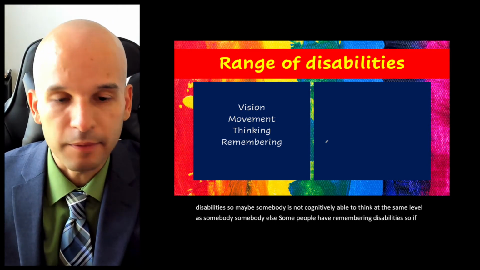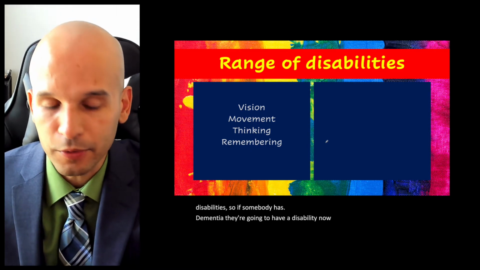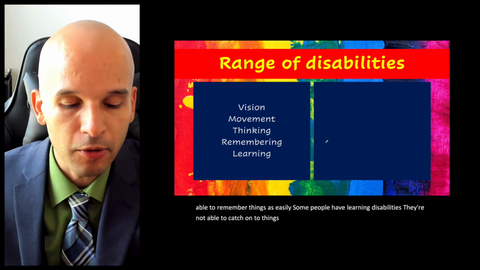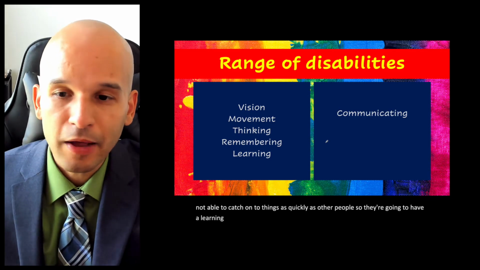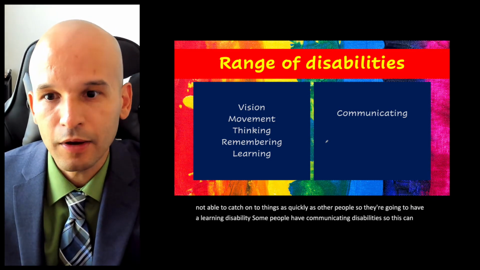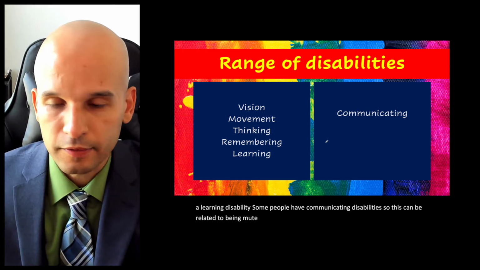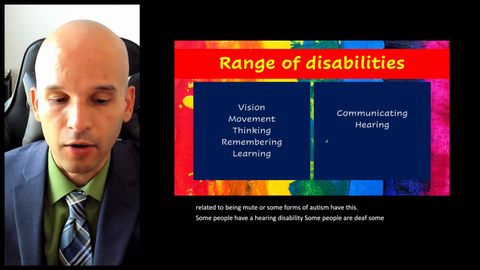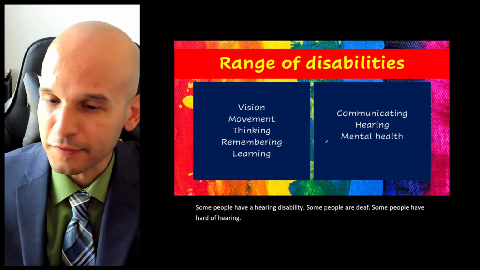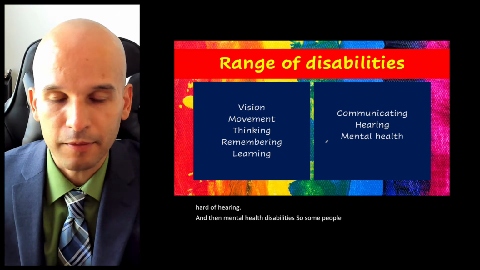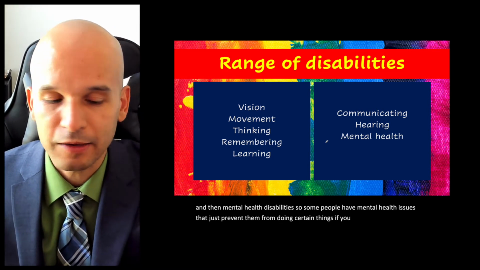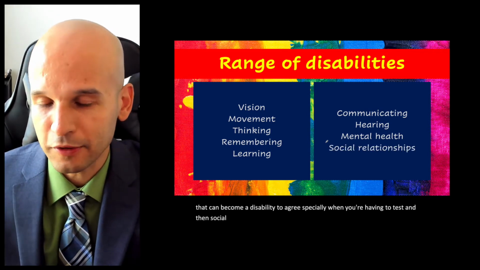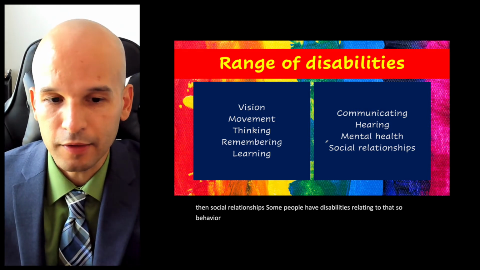So if somebody has dementia, they're going to have a disability because they're not going to be able to remember things as easily. Some people have learning disabilities. They're not able to catch on to things as quickly as other people. Some people have communicating disabilities. This can be related to being mute, or some forms of autism have this. Some people have a hearing disability. Some people are deaf. Some people are hard of hearing. And then mental health disabilities. Some people have mental health issues that just prevent them from doing certain things. If you have stress and anxiety, that can become a disability to a degree, especially when you're having to test. And then social relationships. Some people have disabilities relating to that, so behavior disorders, or I think autism can also be along these lines.